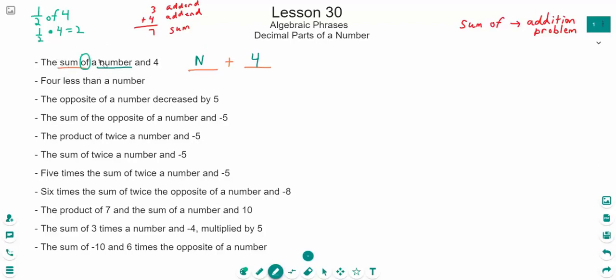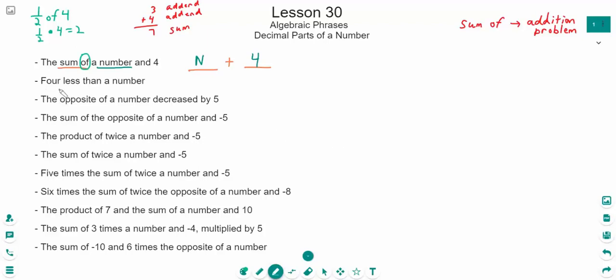So watch out. Don't just go, oh, I see "of," that must mean multiplication. No, not in this case, because it's preceded by the word sum, and we take that "sum of" as one whole clue word indicating an addition problem. If there's the sum, it doesn't mean multiplication, it means addition. All right, let's go on to the next one.